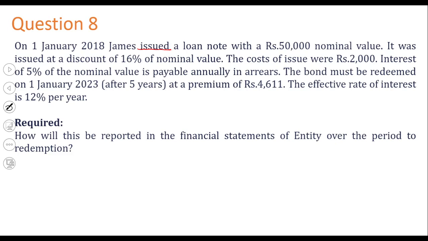Here also the same. On 1st January 2018, James issued a loan. We have issued a loan in the sense we have taken a loan. Loan note with 50,000 nominal value. It was issued at a discount of 16%.